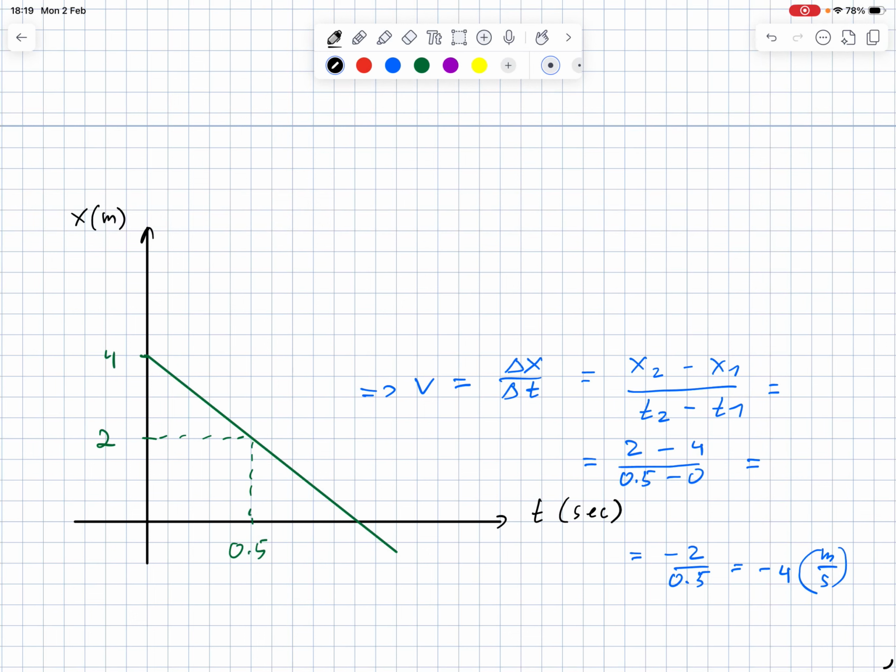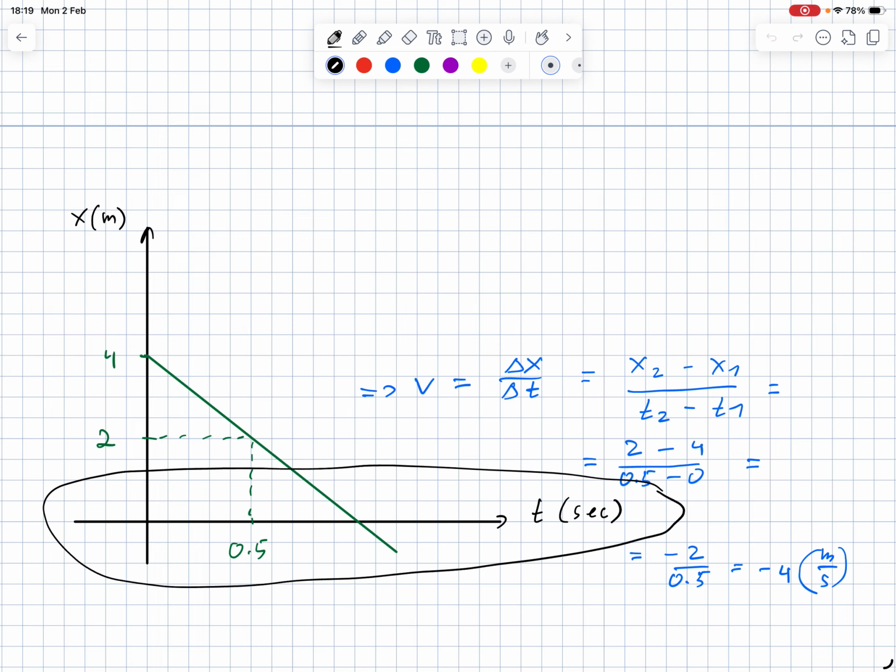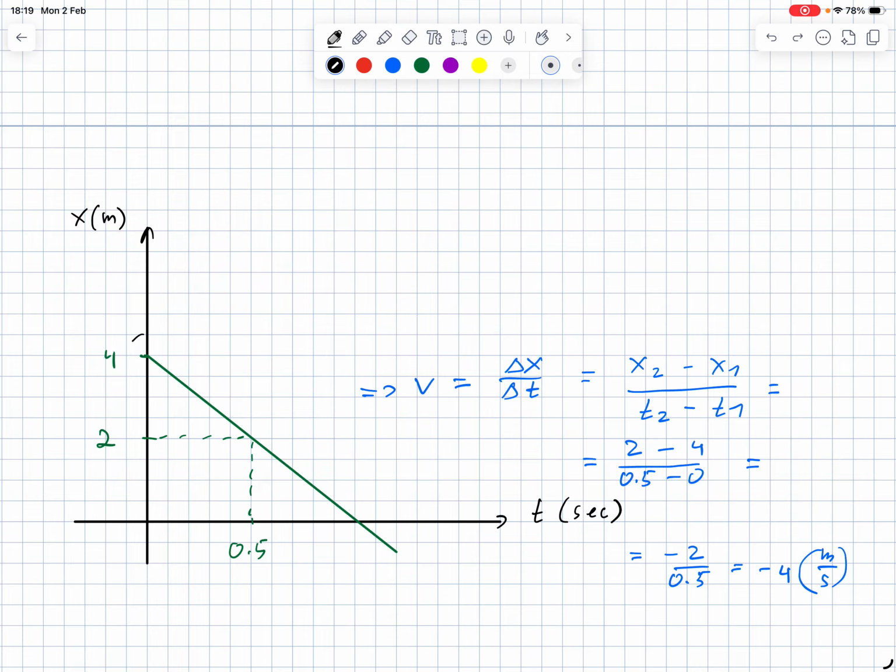Hello everyone, let's look at the next problem. We have a graph that represents the position of some object that moves in one dimension. Also we see the additional axis of time, and we see that the graph is linear. As you all know, the slope of this linear function represents velocity, which is defined by delta x divided by delta t, or final position minus initial position divided by final time minus initial time.